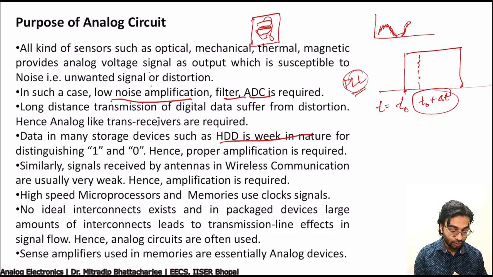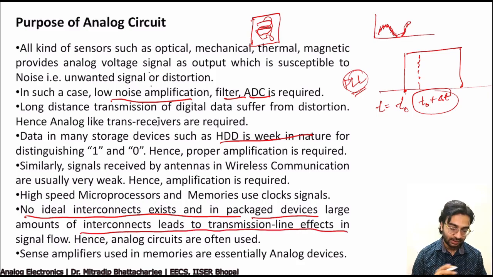As I have said, no ideal interconnects exist in packaged devices. So a large number of interconnects leads to transmission line effects while the signal is flowing, which is also where we need analog circuits to get rid of this. Sense amplifiers are used in memories and are essential, and they are essentially an analog device.